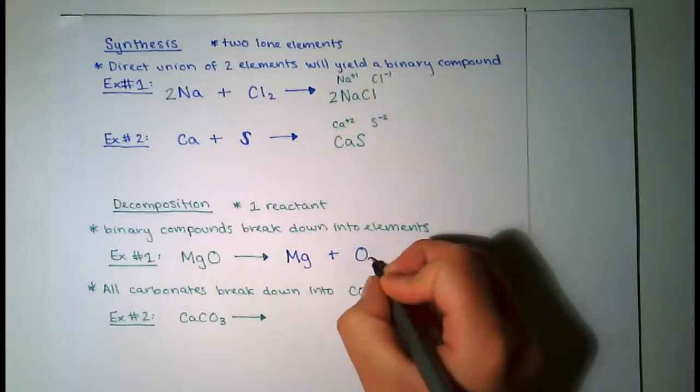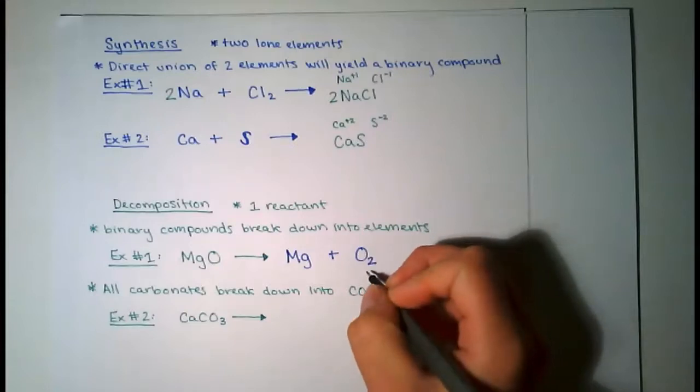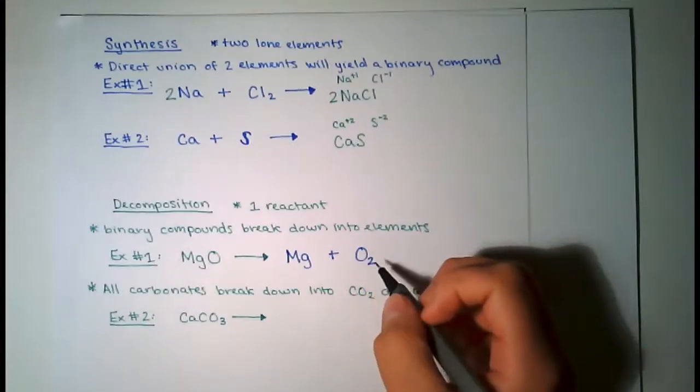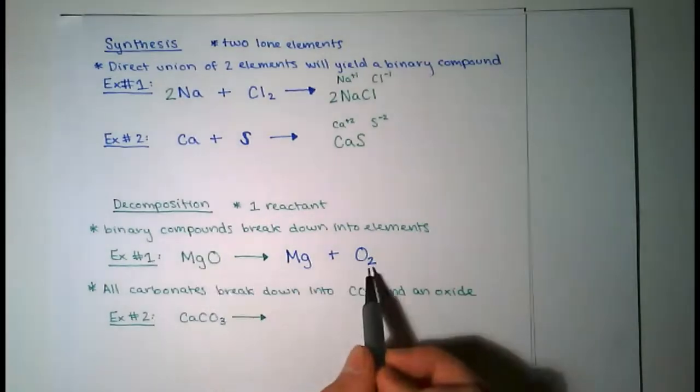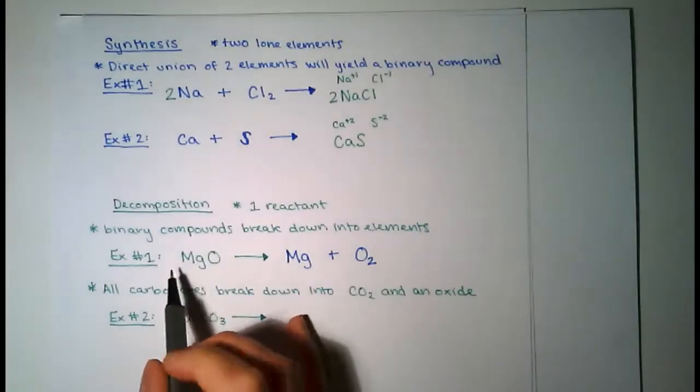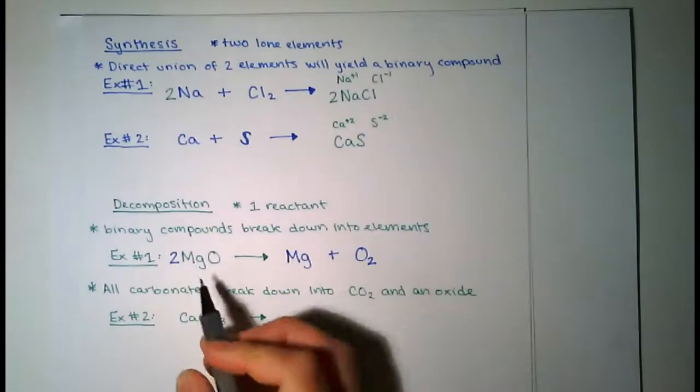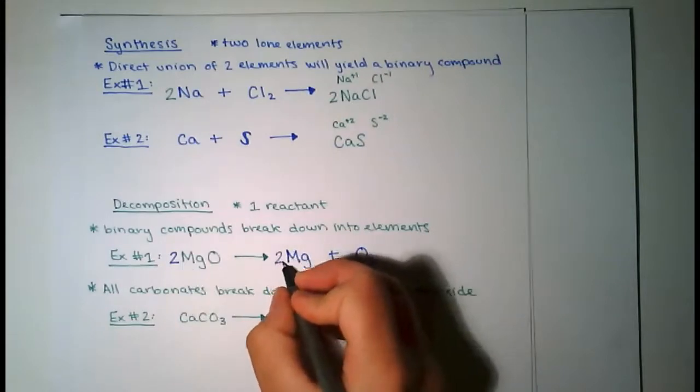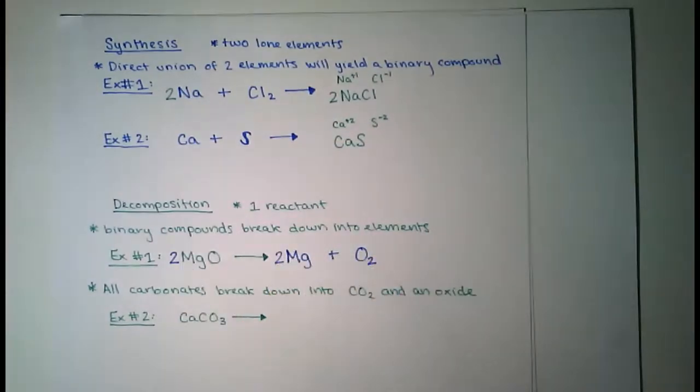So we're going to put O2, diatomic oxygen, molecular oxygen. So then our equation's unbalanced. So we need to come back over here and put a 2 in front of MgO, and then a 2 in front of magnesium to balance our equation.